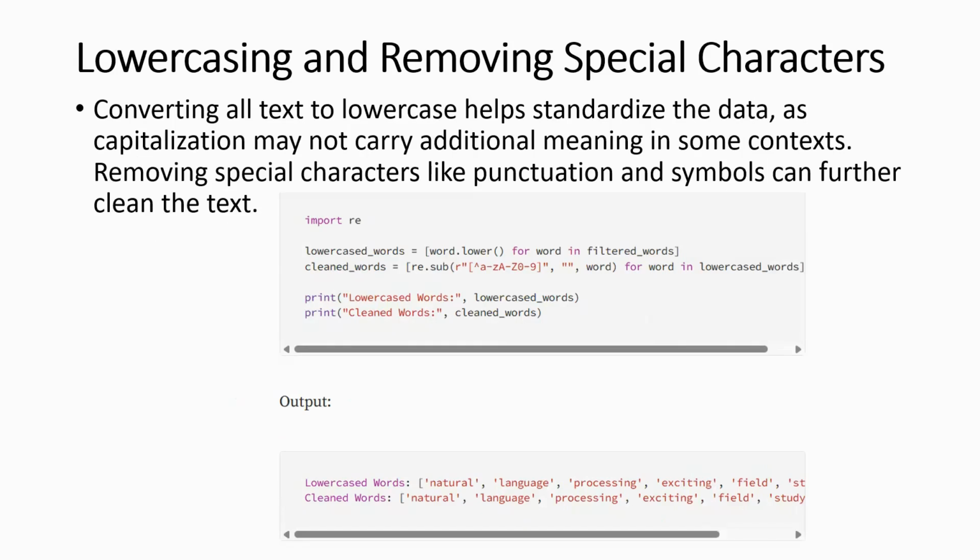So, lowercase and removing special characters. Converting all text to lowercase helps standardize the data, as capitalization may not carry additional meaning in some contexts. Removing special characters like punctuation and symbols can further clean the text, like the punctuation marks or commas in the text. So if it sees a capital A, it converts it to a lowercase a. Then it cleans the words of commas and full stops.